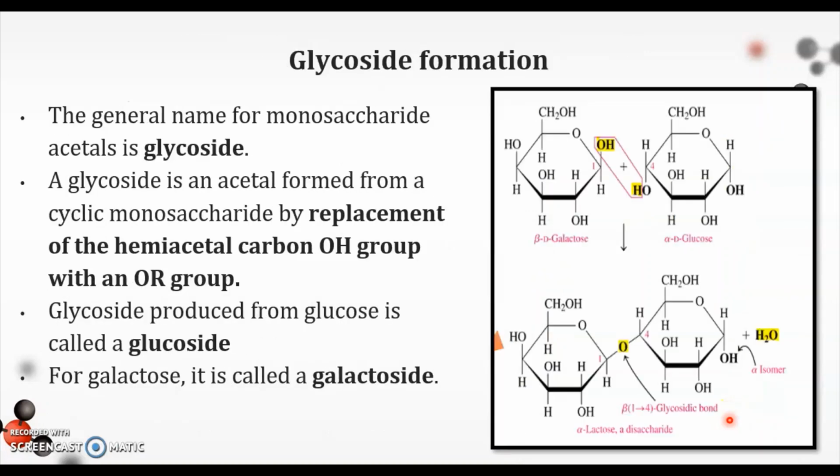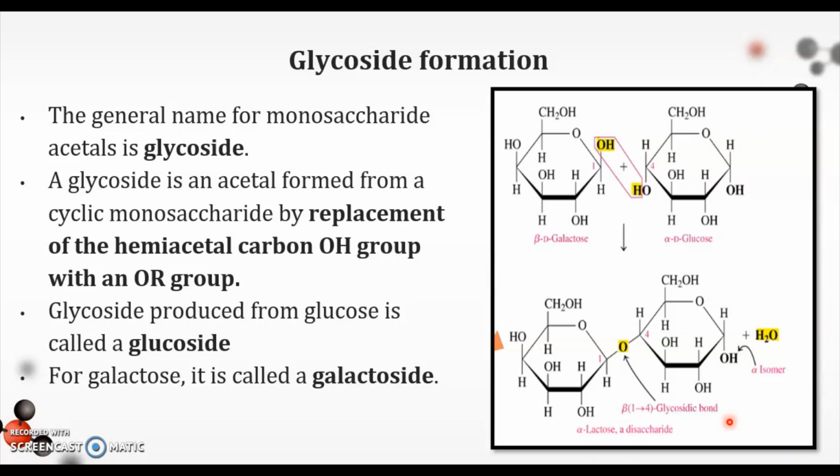The next reaction will be glycoside formation. The general name for monosaccharide acetals is glycoside. A glycoside is an acetal that is formed from a cyclic monosaccharide by replacement of the hemiacetal carbon hydroxyl group with an OR group. A glycoside produced from glucose is called glucoside, whereas for galactose, it will be called galactoside.